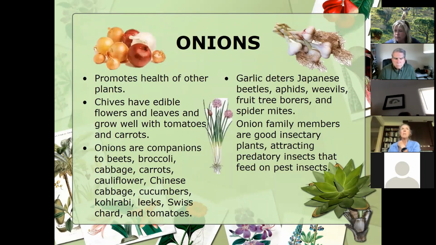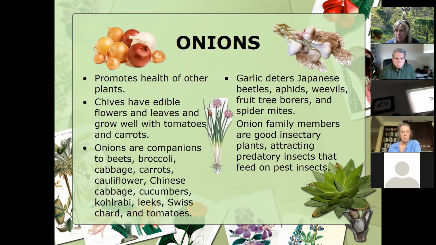Onions have been said for years, and even with the Native American tribes, to promote the health of other plants. Of course, chives, you're going to be able to eat the edible flowers and leaves. And of course, they're going to grow well with tomatoes and carrots. So this is one of those we've had folks complain that they'll lose in the summer months because it gets too hot. But again, if you give it a little bit of shade, you can prolong the life of these. Some people say they can't get them to come back year after year. But if you provide them a little bit of shade that first year, oftentimes that'll give them the relief they need, and they'll perform better the second year.